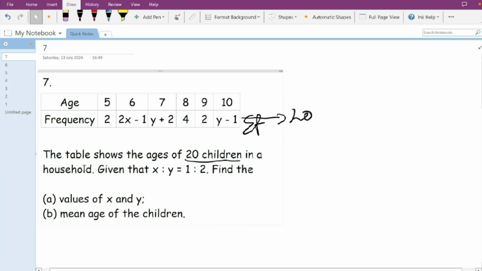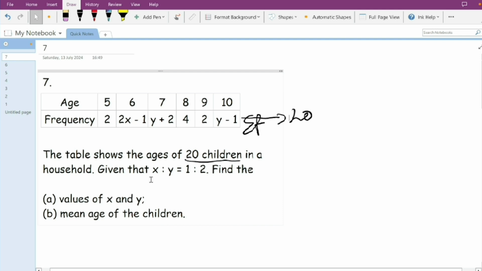Now, let's go back to the question. The table shows the ages of 20 children in a household. That means all of the frequencies add up to 20. On the next line, given that x ratio y equals 1 ratio 2, find the value of x and y for A, and for B, find the mean age of the children.